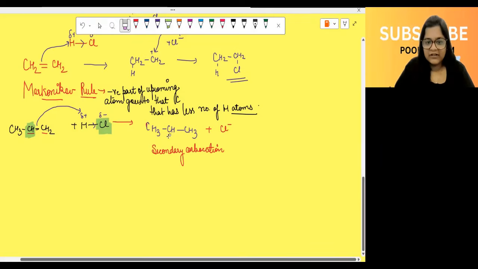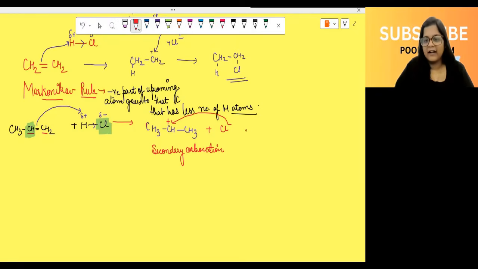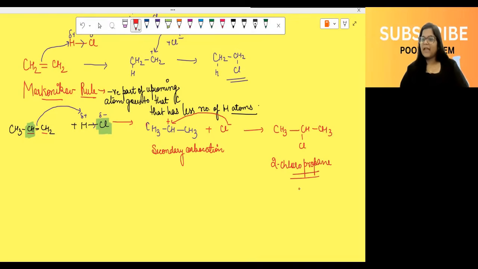So now this positive charge will be attacked by this negatively charged chlorine and will finally form a compound CH3CHClCH3, which is basically 2-chloropropane, right? Now, I hope if you have to attach a hydrogen halide HX to a symmetric or to an asymmetric alkene, it will be clear to you for both of the cases.